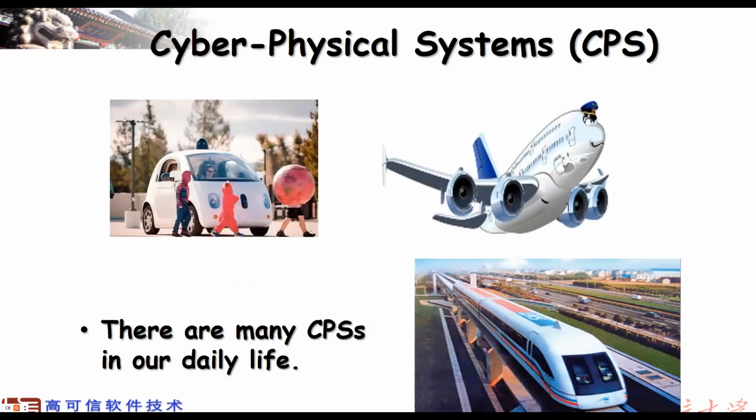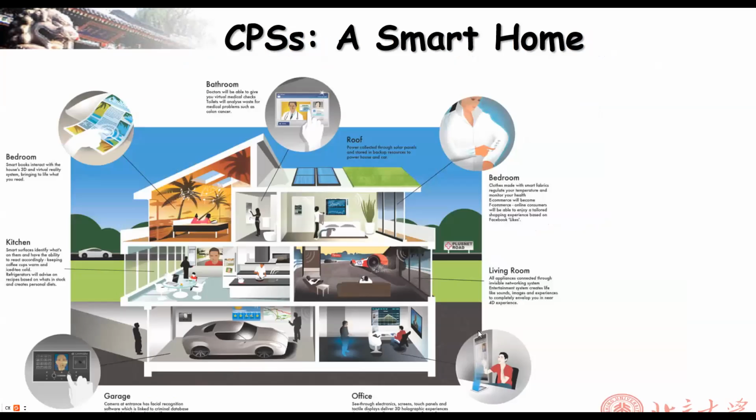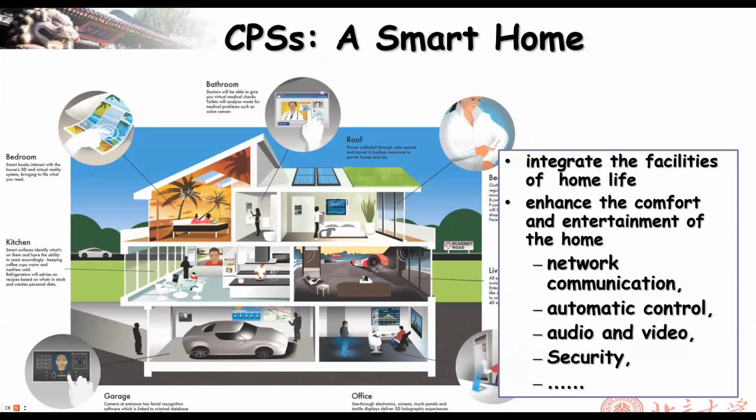First, we want to start from cyber-physical systems. Actually, there are many cyber-physical systems in our daily life. There are driverless cars, automated driving cars, planes, and trains. Also a smart home is a CPS. The CPS integrates the facilities of home life. It uses technology to enhance the comfort and entertainment of the home. It involves network communication, automatic control, audio and video, and security, safety, etc.